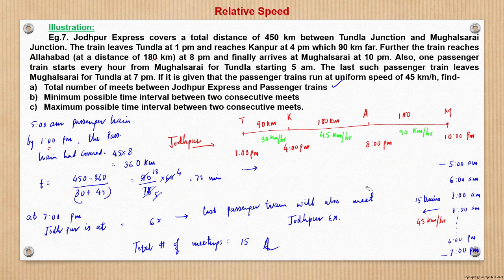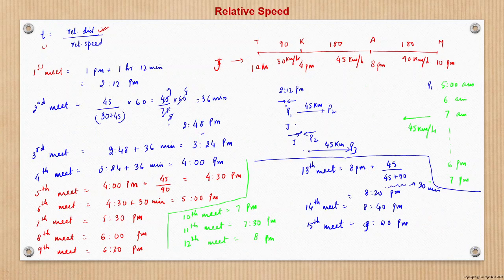So the question was, what is the minimum possible time interval between two consecutive meets? The minimum possible is 20 minutes and the maximum possible is 36 minutes. This we have seen as an answer. The minimum was possible when the speed of Jodhpur was maximum, when the trains meet after every 20 minutes, and when the speed of the Jodhpur was lowest, that is 30 km per hour, they were meeting after 36 minutes.